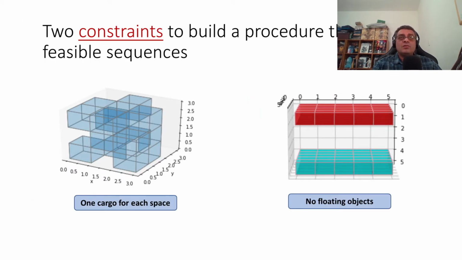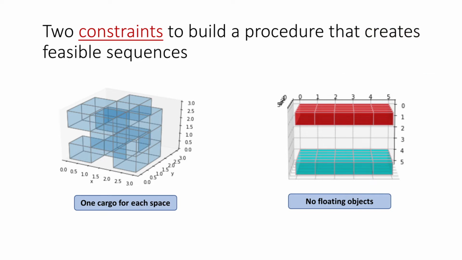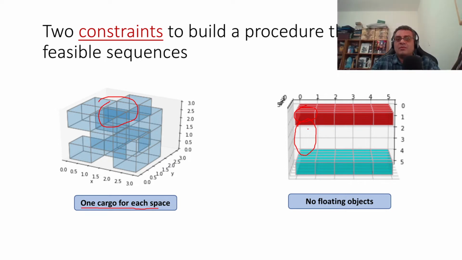Also, when we construct the rules, we have to keep this in mind. We have to fulfill these two constraints. First, the first constraint will be one cargo for each space, so we can't have two containers occupying the same space at the same time. And also, we can't allow floating containers. A container without support is not a valid position for it to occupy. So the loading rules will be constructed observing these two constraints.